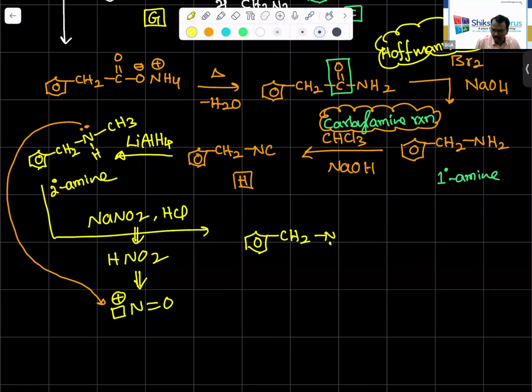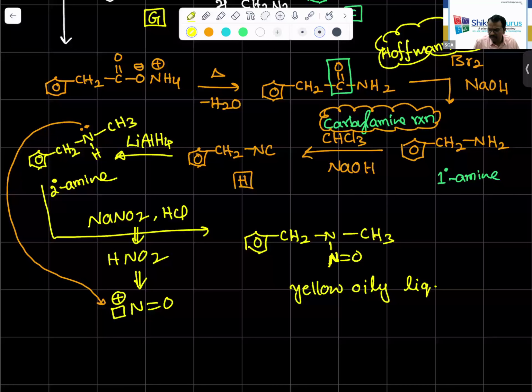N-nitrosoamine is a yellow colored oily liquid. It is N-nitrosoamine because the NO group is connected to nitrogen. Therefore, it is called N-nitroso. But sometimes it may convert into PPT also, don't worry. Sometimes it may change to PPT also, based on the given compound.